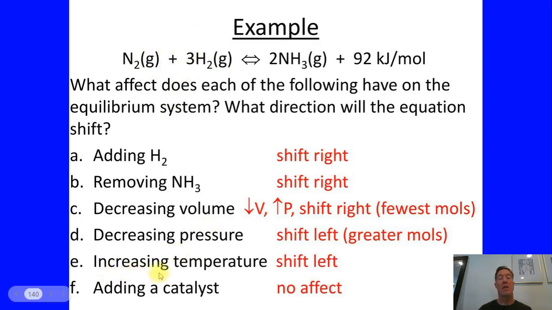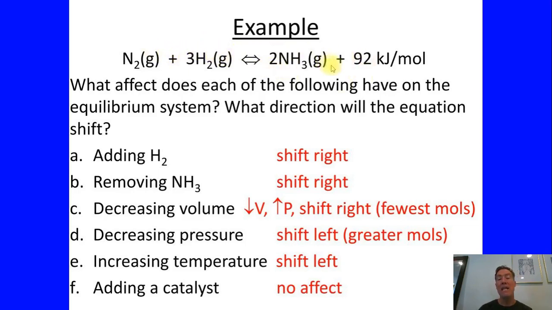This causes a little bit of grief if we increase temperature. So notice here, temperature is a product over here. This is an exothermic reaction, so think of temperature as a product. If we increase the temperature, we're increasing product. And so the system is going to respond by shifting to get rid of that extra product, to get rid of that extra heat by shifting toward the endothermic direction.